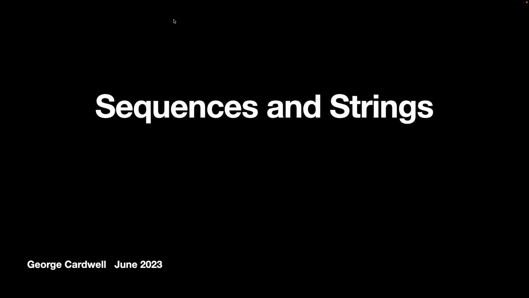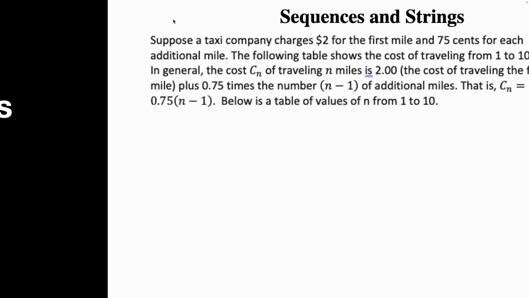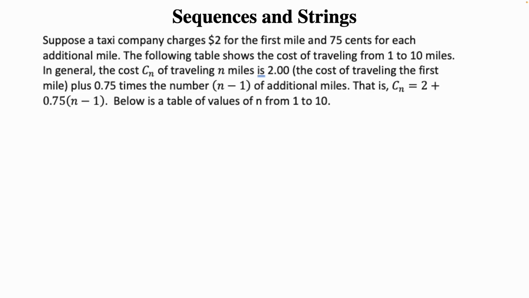Okay, in this lesson, we'll talk about sequences and strings. To motivate the definition of a sequence, let's look at this example. Suppose a taxi company charges $2 for the first mile driven and 75 cents for each additional mile. A table I'll show you in a minute will show the cost of traveling anywhere from 1 to 10 miles.